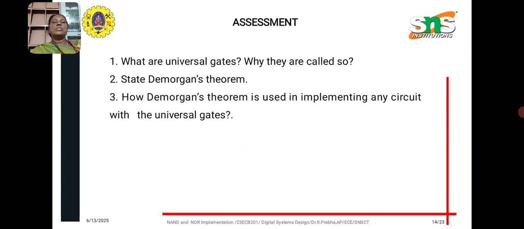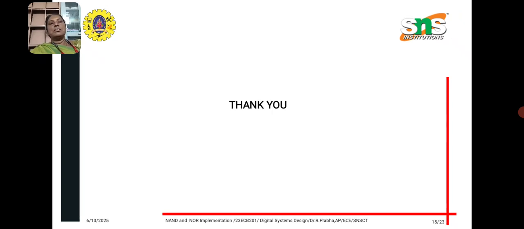Assessment questions: universal gates, we know they are NAND and NOR. They are called so because any gate can be implemented by using these gates. De Morgan's law, we have seen there are two laws: A plus B the whole bar is equal to A bar into B bar, and AB the whole bar is equal to A bar plus B bar. In the previous examples we have explained the implementation of any circuit using universal logic gates by using De Morgan's theorem.